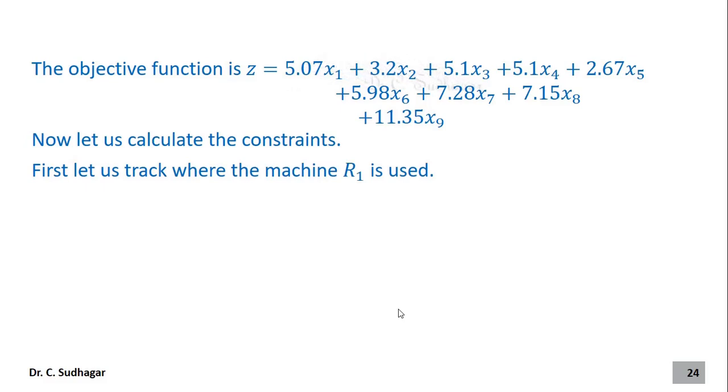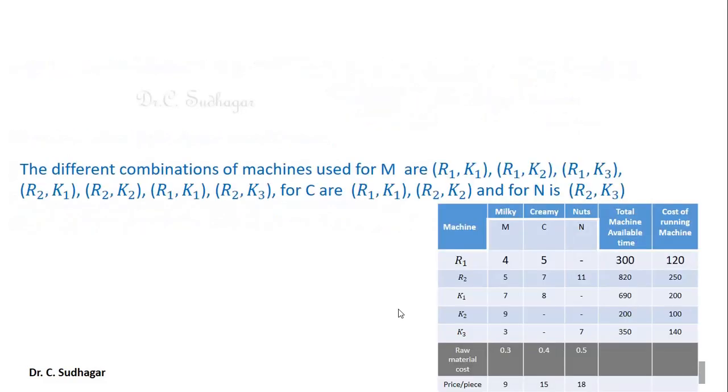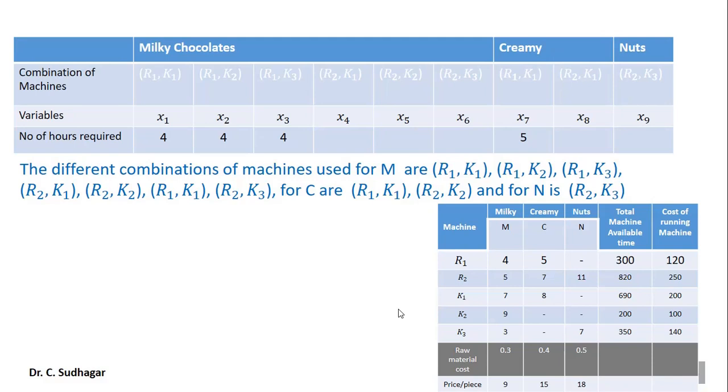First let us track the machine R1. Take the table. The table values will be like this. R1K1, R2K1, R1K2, these are the combinations. When I take the constraints for the machine R1, where is it used? When I am making the milky chocolates, R1 is used 3 times, and when I am making the creamy chocolates, it is used again here. When I am making the milky chocolates, how many hours is it used? 4 hours here. So I put the timings here, from this table.